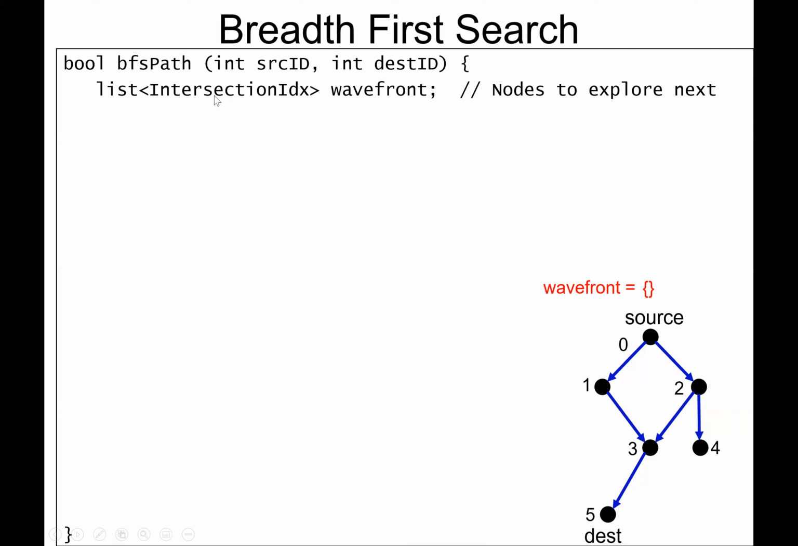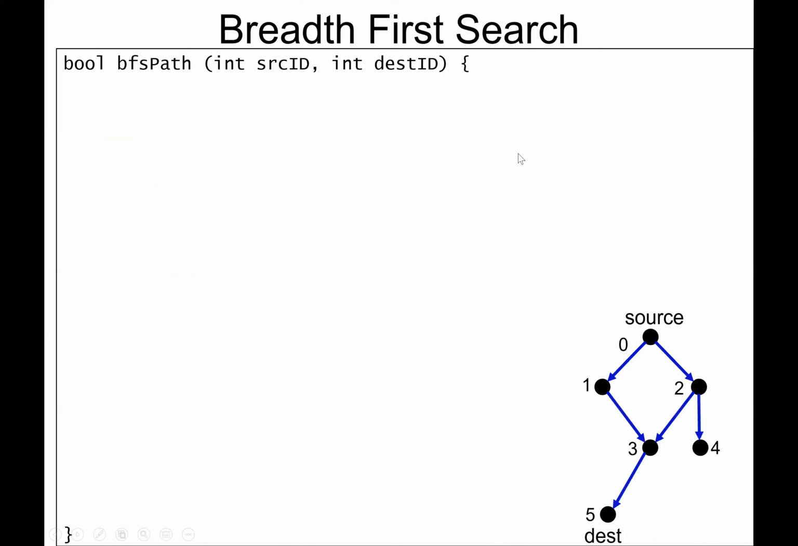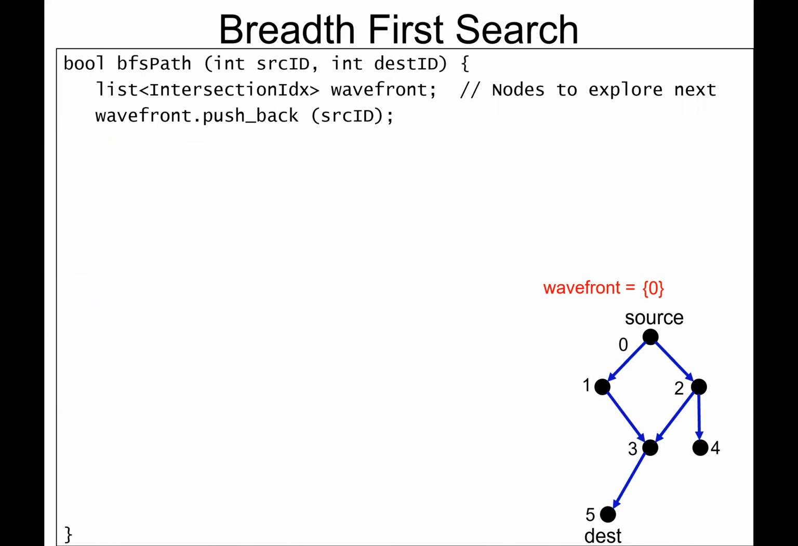I'm going to call it wavefront. And you can build this in a few different ways. I'm going to make it with a linked list. Right now, I'm going to use just intersection indices. So it's a list of intersection indices, and it's the next set of things that I want to go to. Okay, so it's initially empty. And to get started, I'm going to push the source node into it. Whoops, this is actually a typo. This should be source ID. So I'm going to fix that right now. So I'm going to put the source ID into my wavefront. My wavefront starts out empty, and I'm showing it down here. And I push the source ID into it, so now I've got one thing in it. Let's say the source is intersection zero.